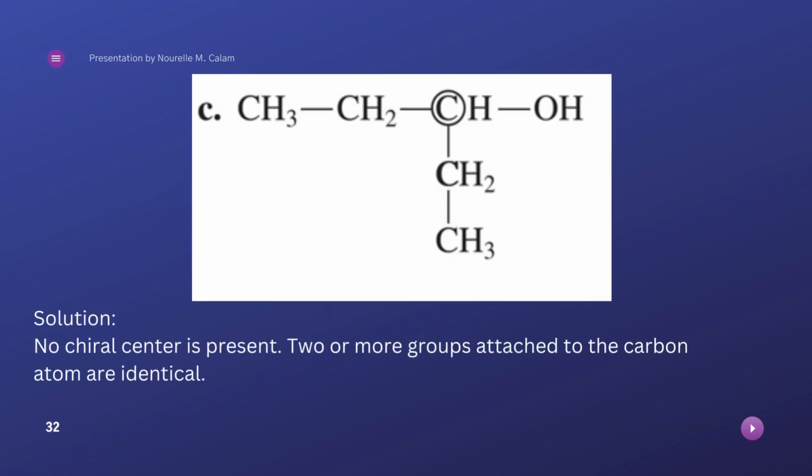Okay, so again, for this one, no chiral center is present. Now, why is that? Now, two or more groups attached to the carbon atom are identical. So, unsa diay ang identical groups attached to the carbon atom being encircled here? We have CH2, CH3 on the left side, and another CH2, CH3 below the carbon atom. So I hope nakita ninyo. Thus, two of the four groups are identical, making this carbon not chiral.